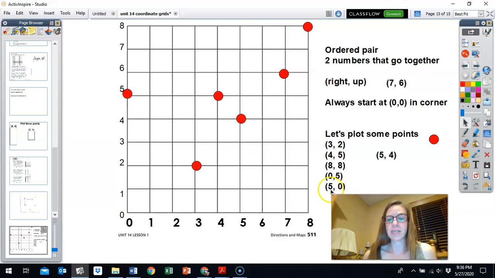Now this one is the opposite. It's telling us we need to go over 5 and up 0. So I start at 0, 0, I go over 5, and I do not go up any. Now that is how we do our ordered pairs and plot them on a graph.